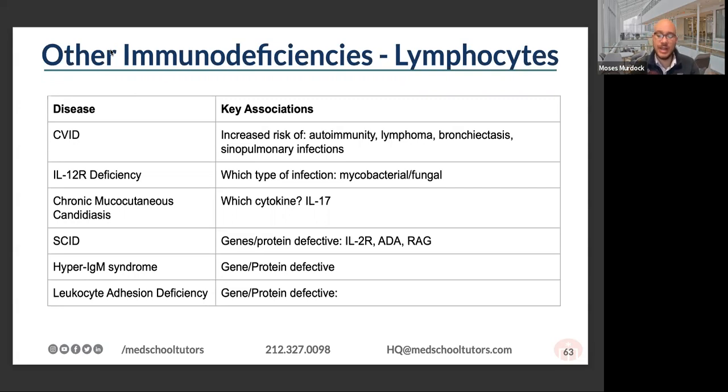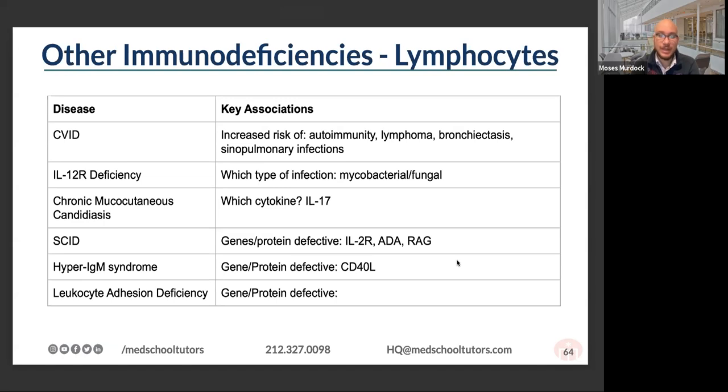Hyper-IgM. What is the genetic defect of hyper-IgM? Yep, exactly. So if you stop and think about it, if someone has high IgM, in this case, it's probably because there is a defect in class switching. So as I've mentioned a couple of times, T cells are really critical for class switching, and it's the CD40 ligand interaction that is important for that. And you can end up with hyper-IgM syndrome.